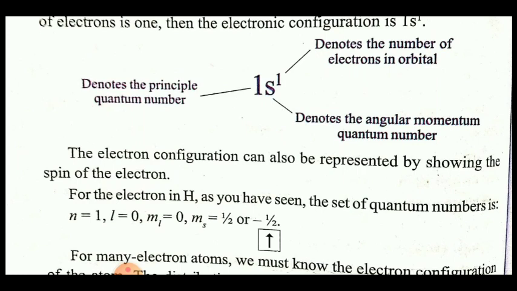For that, L is 0. For L is equal to 0, ML is 0. ML means the magnetic quantum number is 0, which means the spherical orbital, that is s. That's why 1s. Then the spin quantum number can take the plus half or minus half.